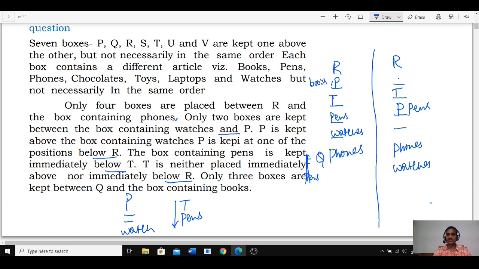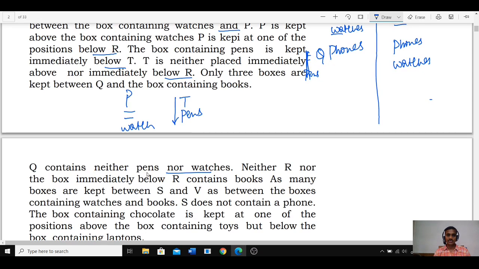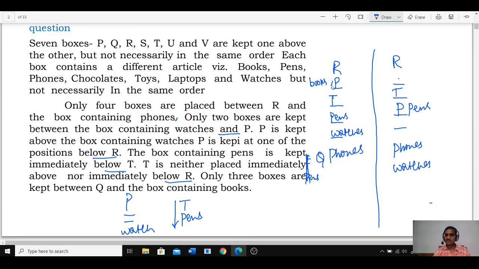3 boxes are between Q and books. Q contains neither pens nor watches. Neither R nor the box immediately below R contains books. R లో బుక్స్ లేవు, nor the box immediately. బుక్స్ ఇక్కడ కూడా ఉండకూడదు అని అన్నారు. బుక్స్ ఇక్కడ కూడా ఉండకూడదు అనుకుంటే ఇంకెక్కడ ఉండాలి చెప్పండి. Hence books must be at the third place.